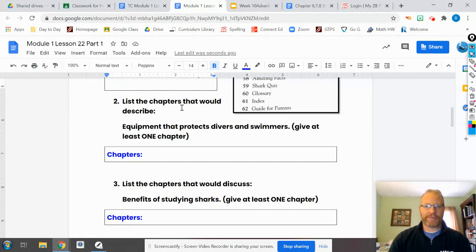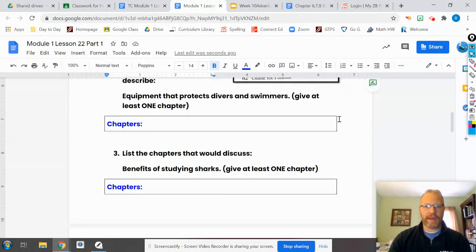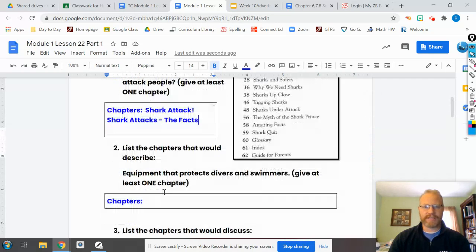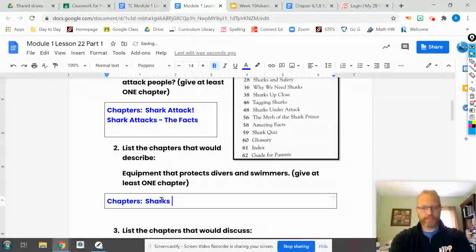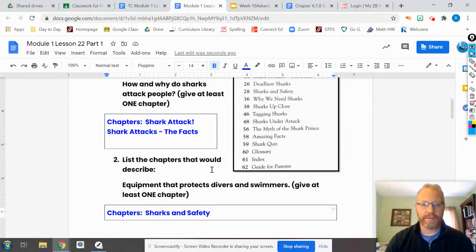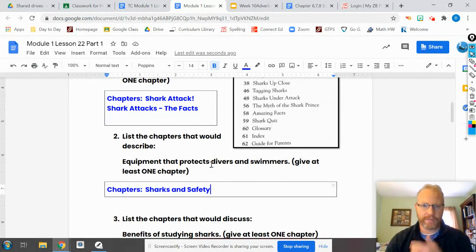List the chapter or chapters that would describe equipment that protects divers and swimmers. Give at least one chapter. So we remember back to when we were reading, we had one that was talking about sharks and safety. Sharks and safety, if you recall, talked about how to safely be in the water with sharks, such as using nets or cages to help keep us safe. And it talked about building the shark cages.